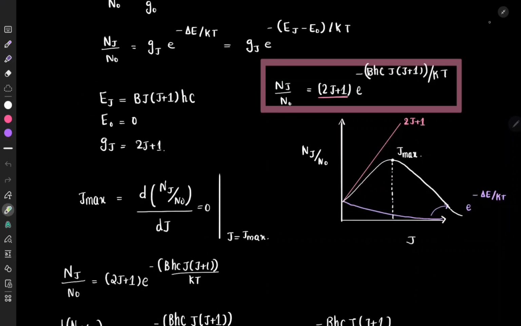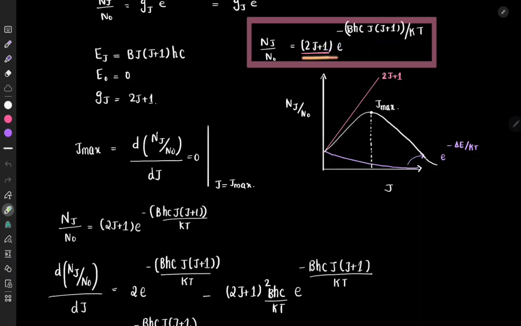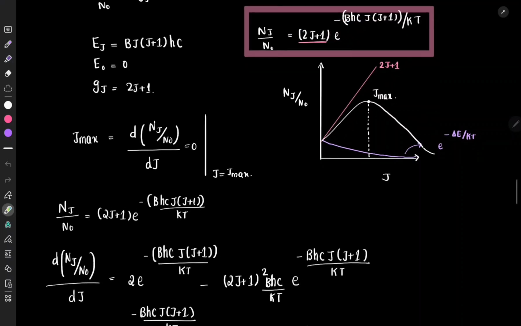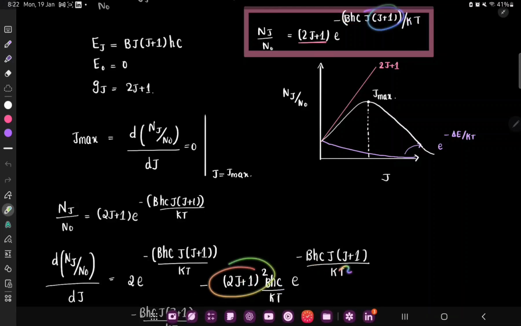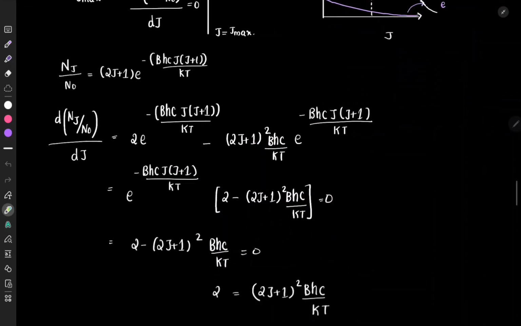Our goal is to find the J max. So what you have to do is differentiate this with respect to J. There's a J term here and a J term here, so you take the first into the differentiation of the second, plus the differentiation of the first into the second. Here 2J plus 1 becomes 2 into the rest of the terms, and then this term comes down, and there's a differentiation of this one and then the rest of the terms.